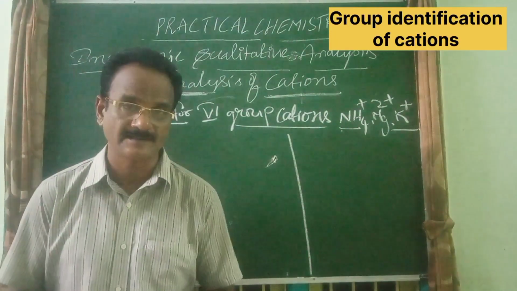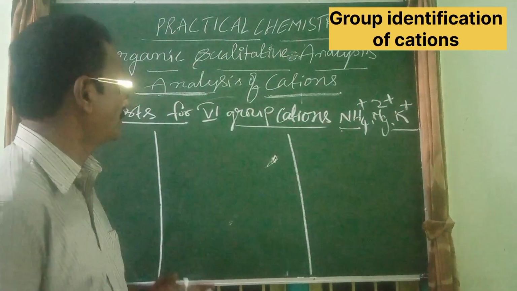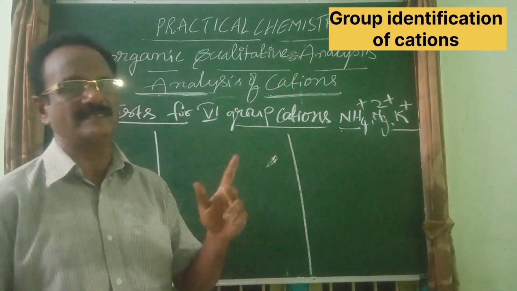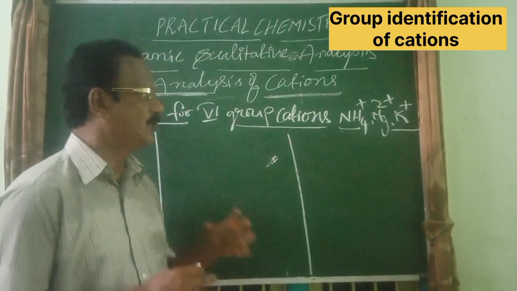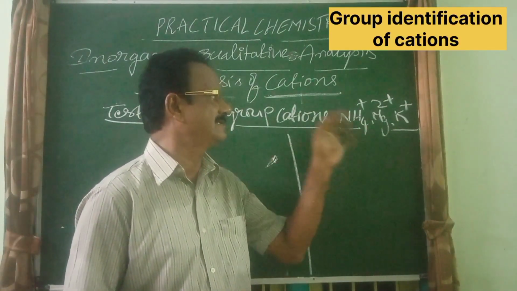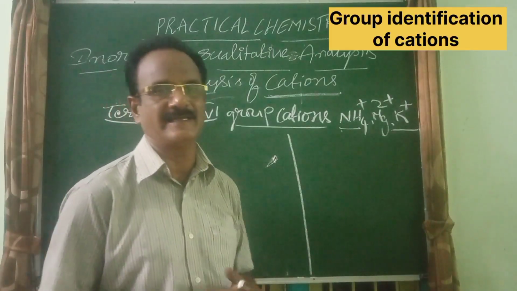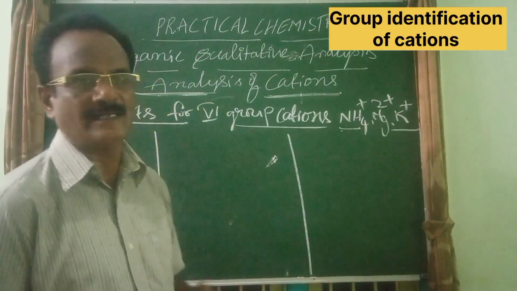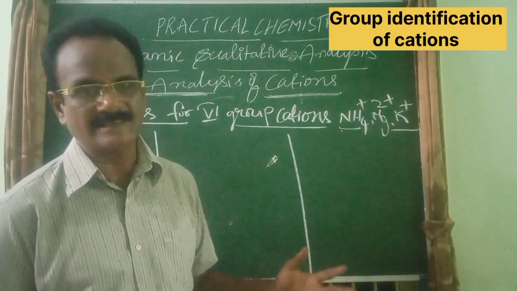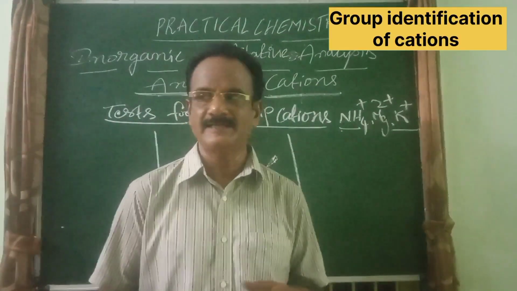in the given salt, the analyst has to test for sixth group cations, that is NH4 plus, Mg2 plus, K plus. The most common cations of sixth group given in the laboratory is NH4 plus and Mg2 plus. K plus is very rare cation in the laboratories. See here how we can test for these cations. Okay, they are very simple.